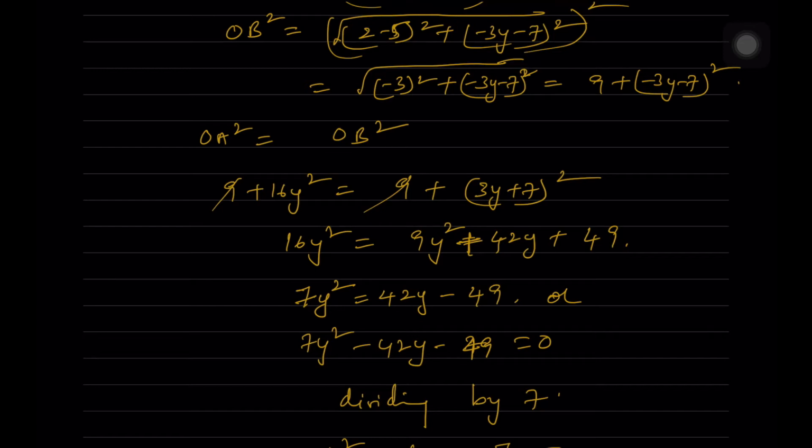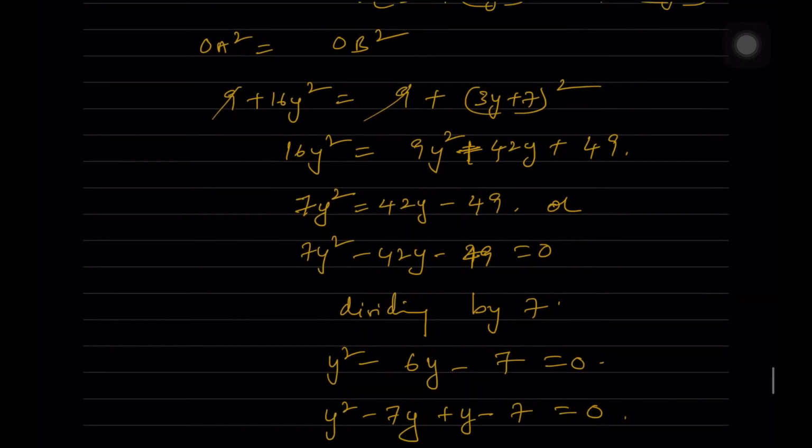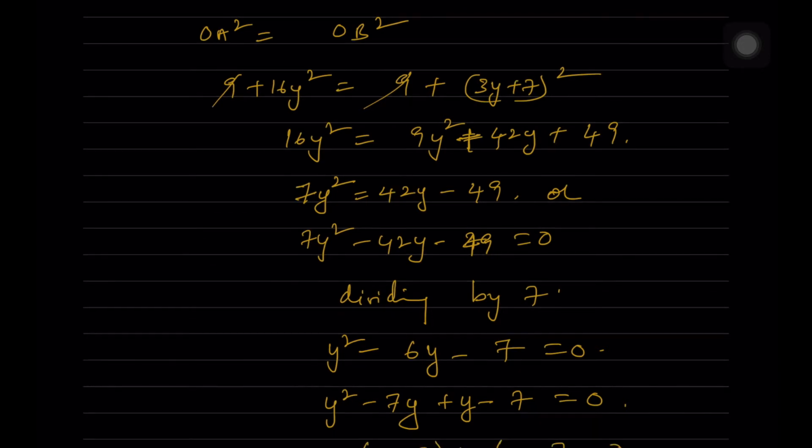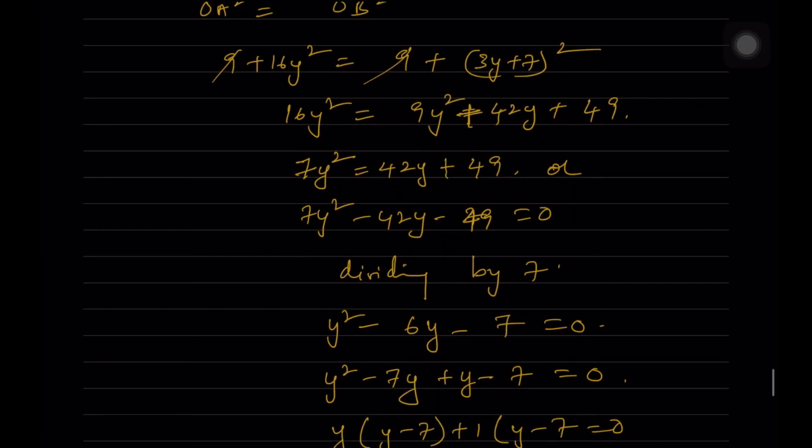So therefore 7y square is equal to 42y plus 49. I just took 9y square that side. So 16y square minus 9y square is equal to nothing but 7y square. So 7y square, taking everything to the other side, 42y minus 49 is equal to 0. Dividing by 7 throughout, you are getting y square minus 6y minus 7 is equal to 0, or y square minus 7y plus y minus 7 is equal to 0.